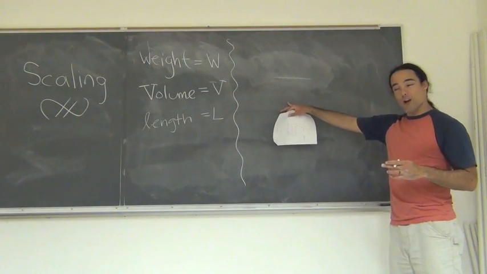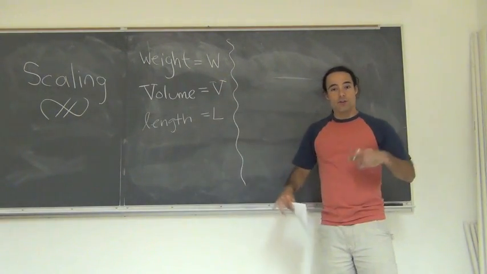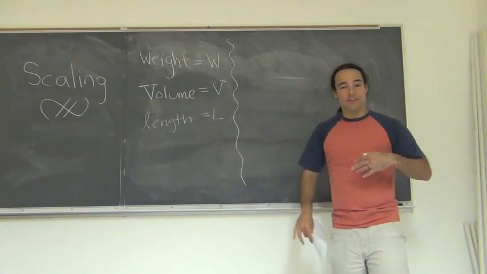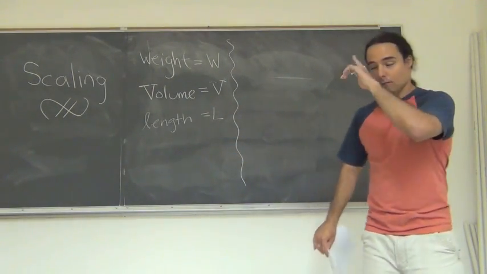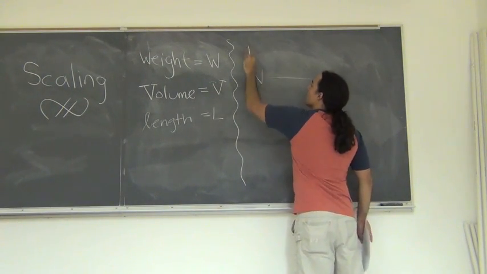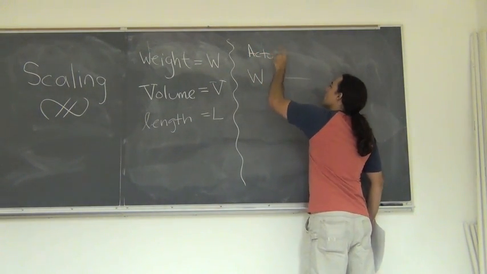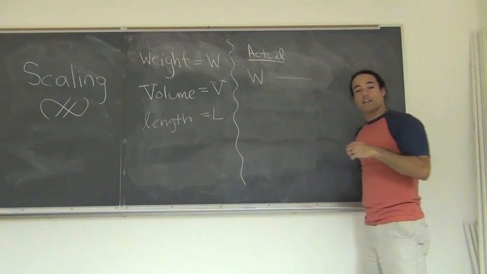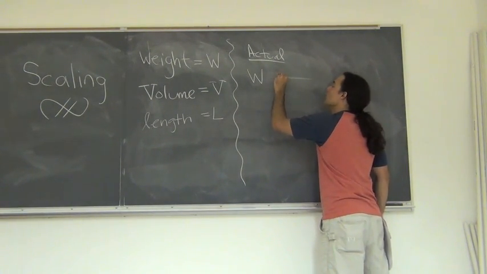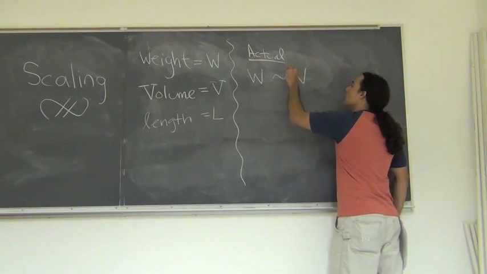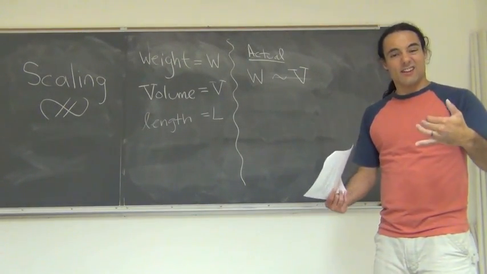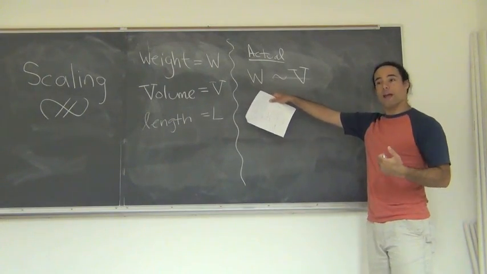So if I am trying to figure out how my weight scales, I can't look at just the length. I've got to look at the length times the width times the height. So we're going to do that now. Weight, if I look at my actual Batmobile, is going to be proportional to, not the length, but the volume of the Batmobile. Bigger volume means, assuming it stays at constant density, it's going to have more weight.